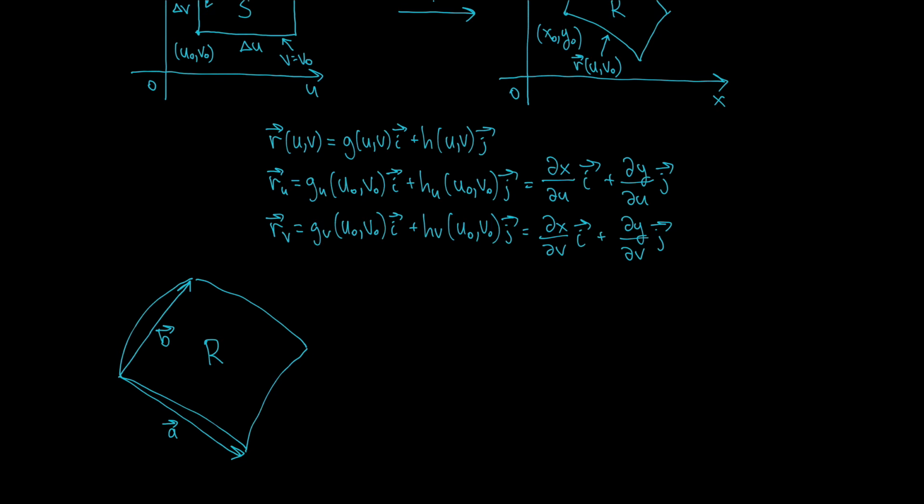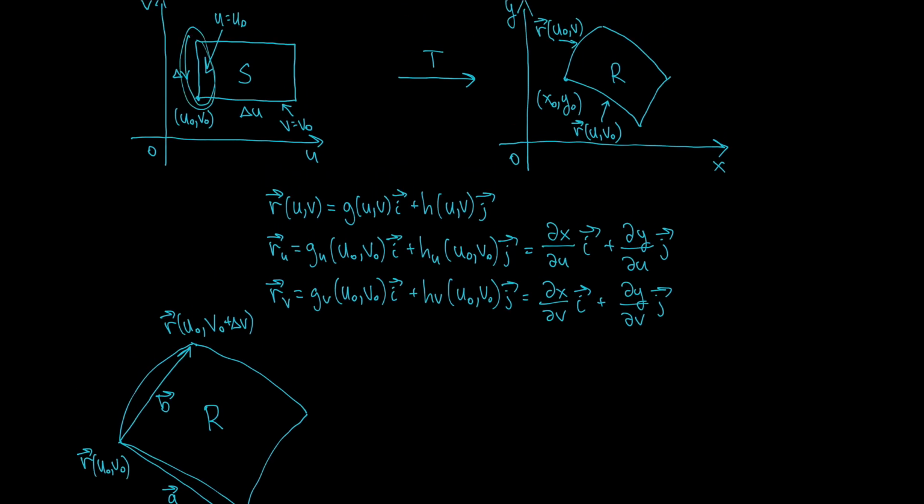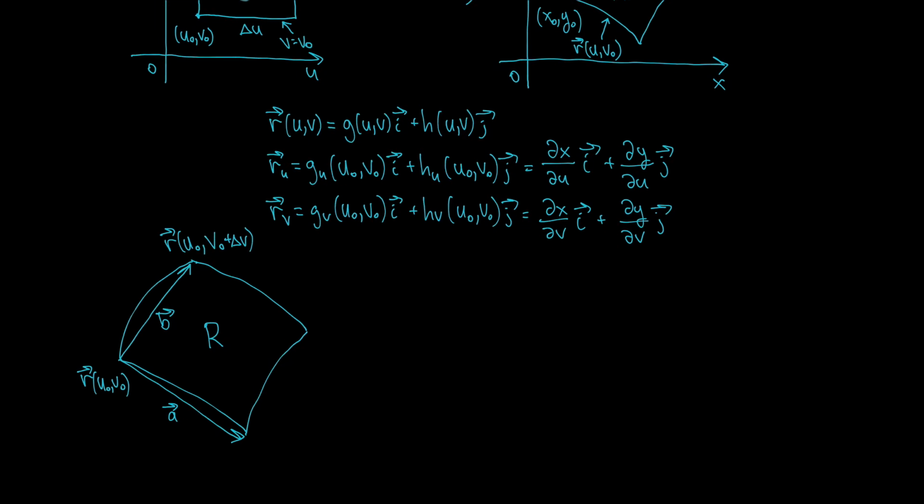Remember, this is our position vector r at u0, v0, that points to this point right over here. So this point over here is r at u0, where we let v vary up by some value delta v, because delta v was how much we were traveling up. And this endpoint over here is the result of the vector r when we plug in u0 plus delta u. We let u vary and keep v fixed.